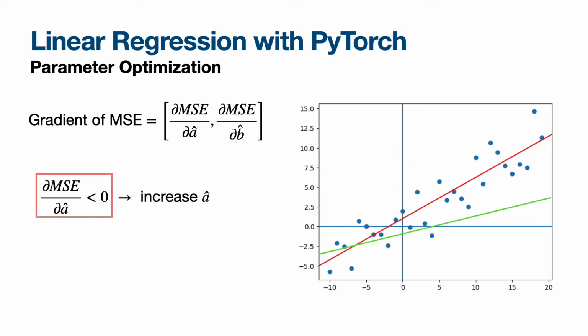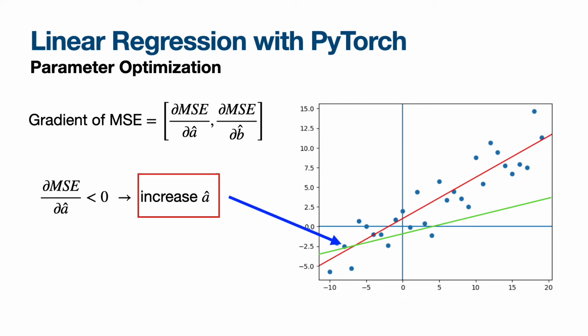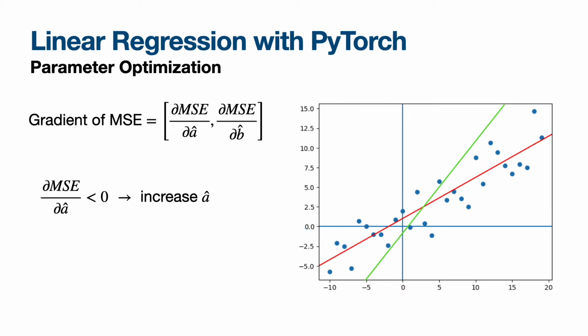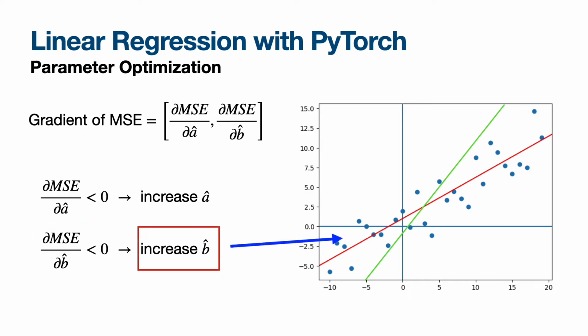If the partial derivative of MSE with respect to a hat is negative, we should increase a hat, which makes the slope steeper. If the partial derivative of MSE with respect to b hat is negative, we should increase b hat, which makes the intercept higher.